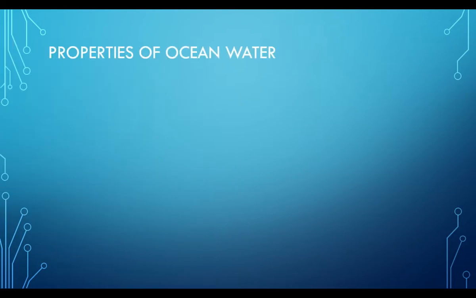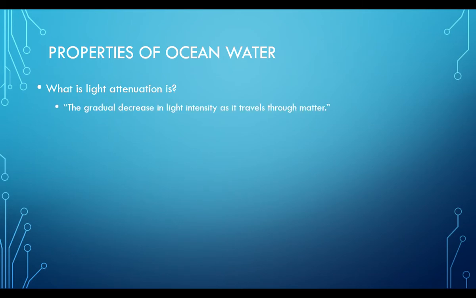Alright, properties of the ocean water. What is light attenuation? Why am I talking about this? This is the gradual decrease in light intensity as it travels through matter. I will be focusing on water, the ocean water.